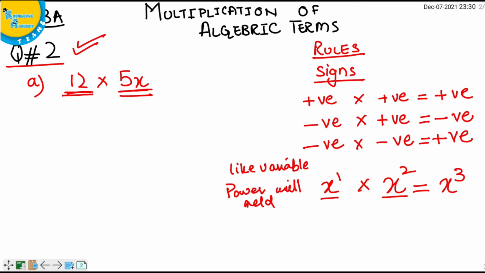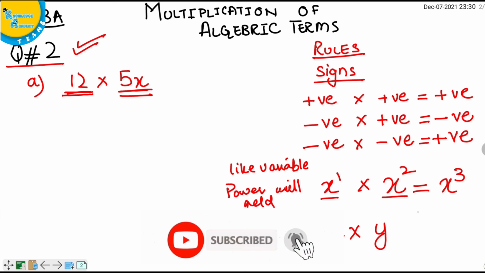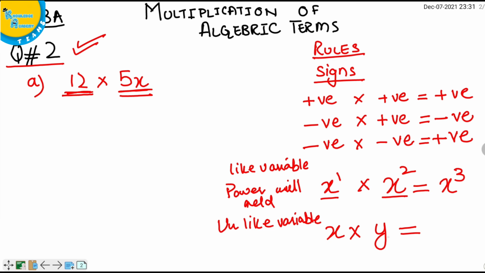Another rule is, if we have to multiply unlike variables, for example x and y, what happens to the answer? Simple. All you have to do is write them together, so x multiplied by y is xy. Since these variables are different, you cannot add their powers or do anything with them. So all you have to do is write them together, x and y. So these are the simple rules of multiplication.